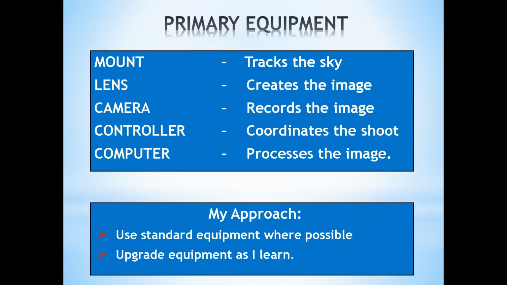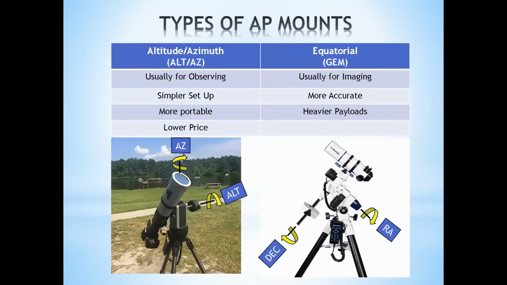So the primary equipment that we use in astrophotography is a mount or tracker, which tracks the sky. A lens or telescope, which creates the image. A camera, which records the image. A controller, which coordinates the shoot of the mount, lens, and camera. And then eventually a computer to process the images that you capture. So my approach has been, as I got into this, to use standard photographic equipment where possible, and then add on specific equipment as needed. There are two types of mounts, the alt-az and the equatorial.